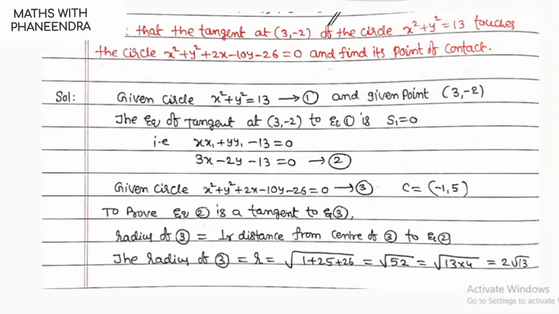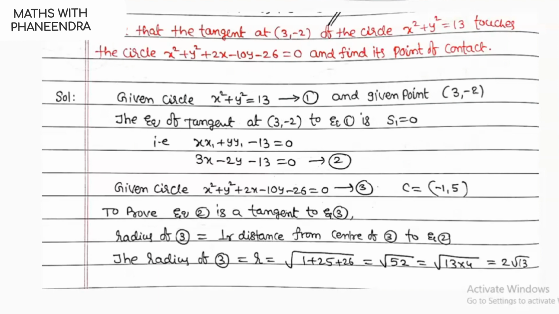First step is, for the given point on the first circle, find the tangent equation. That is the first step. After finding the tangent equation at the point (3, -2), we will get one equation of a line. That line we have to prove is a tangent for the second circle. So the equation of tangent for the first circle is again a tangent for the second circle. We have to prove that.